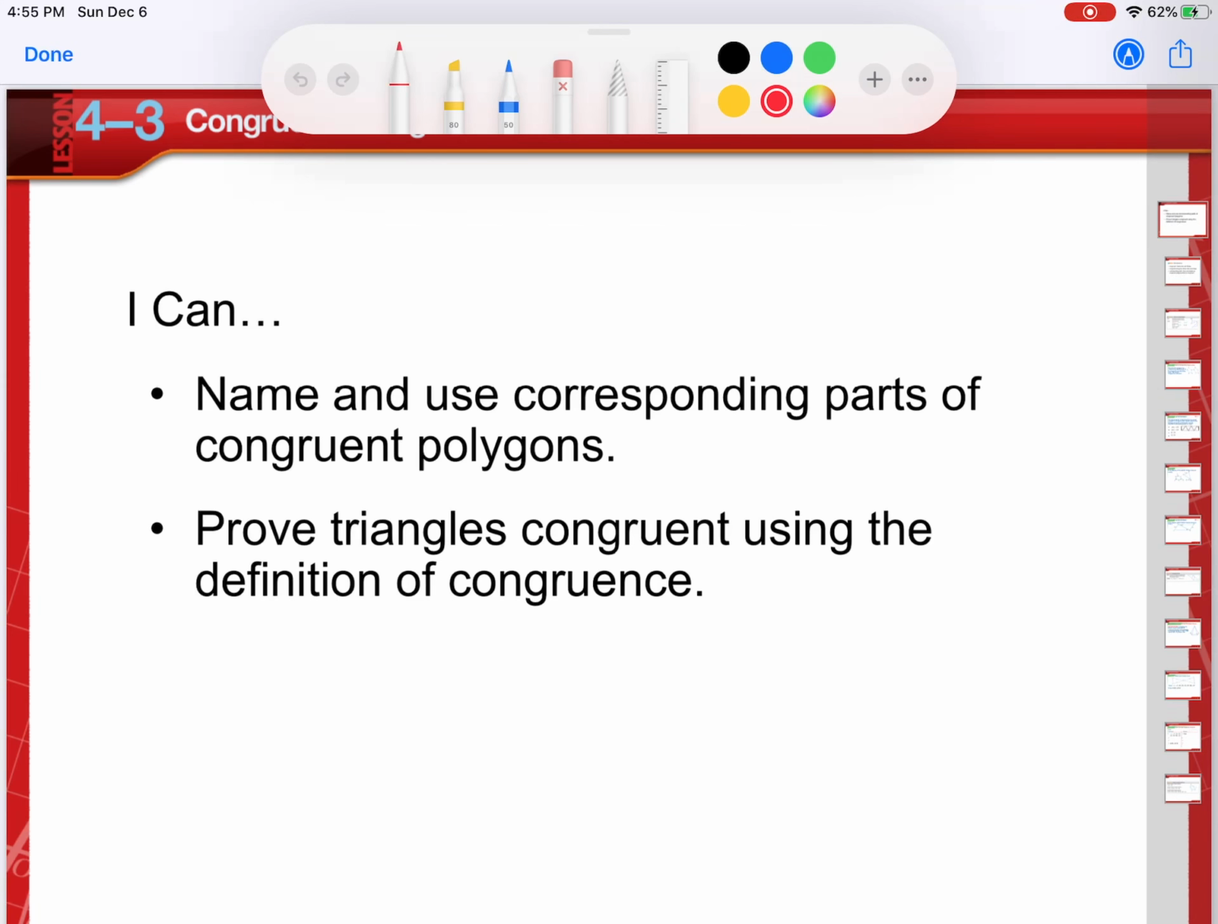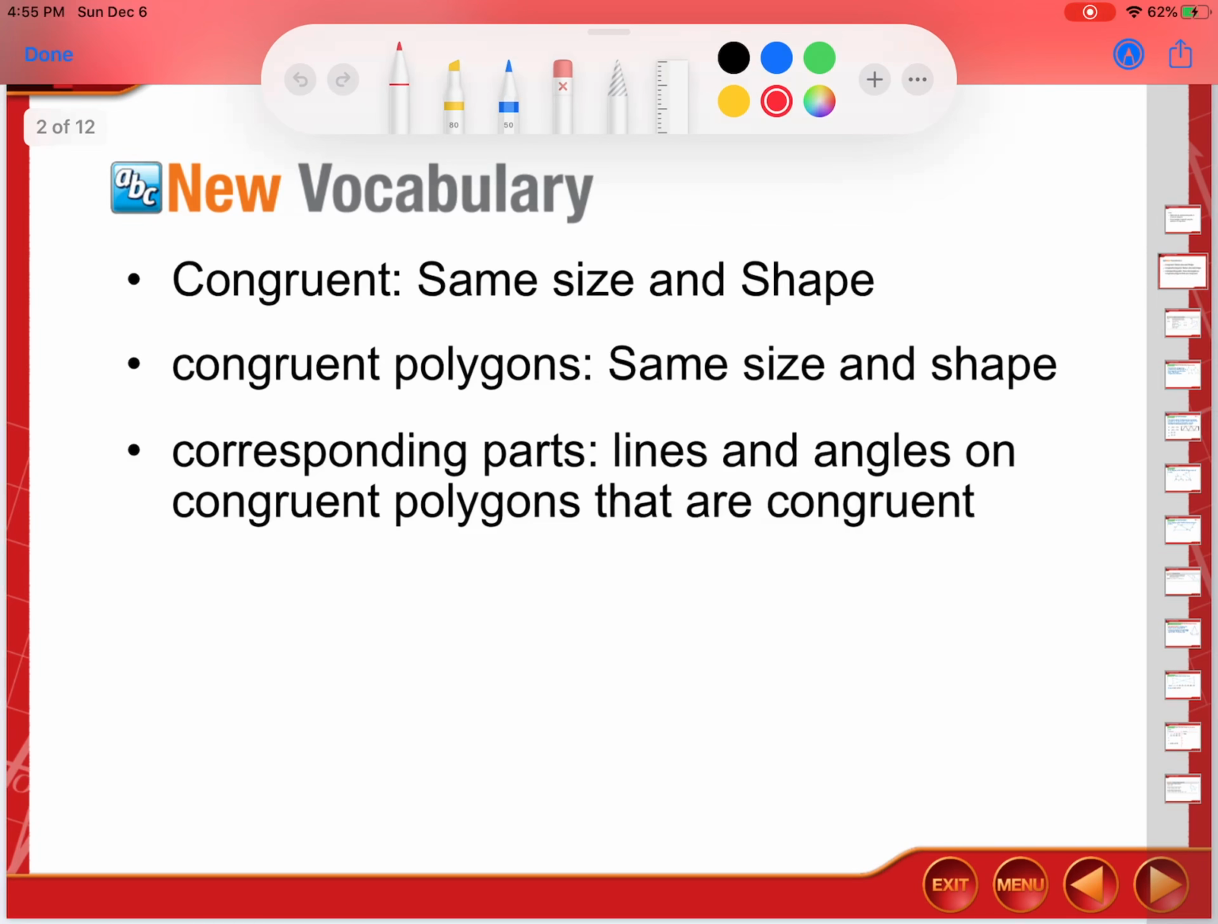Okay, so today we are talking about congruent triangles, and more than that, congruent polygons in general. Our game plan today is that at the end of the day, we want to be able to say I can name and use corresponding parts of congruent polygons, and I can prove triangles congruent using the definition of congruent.